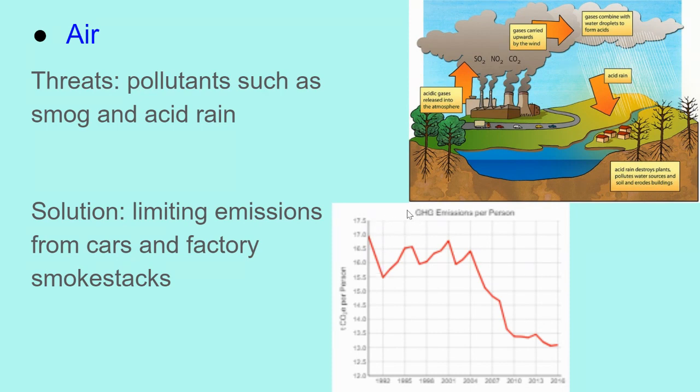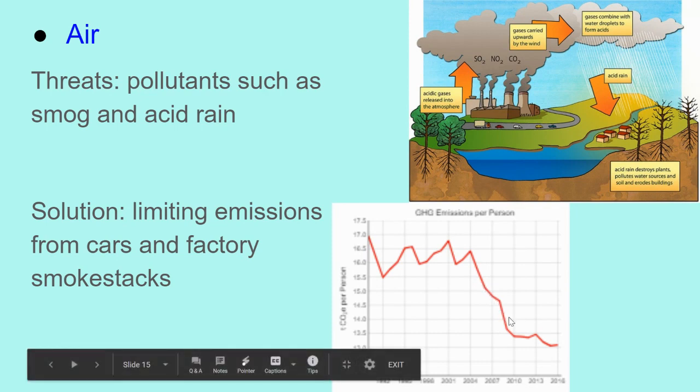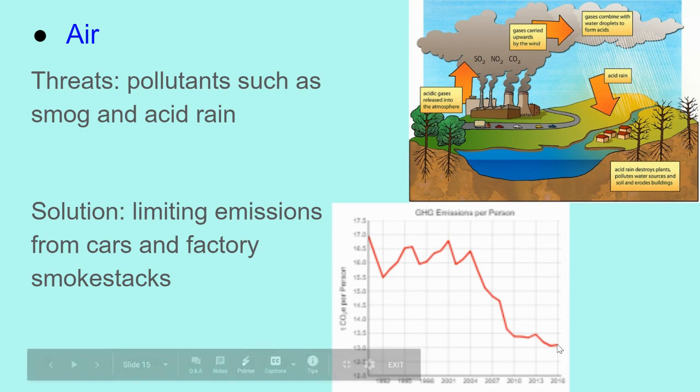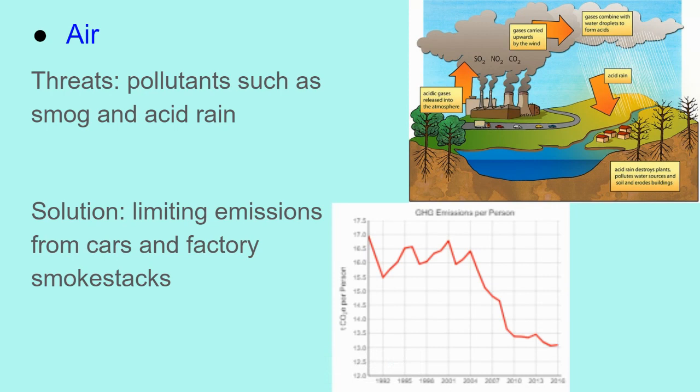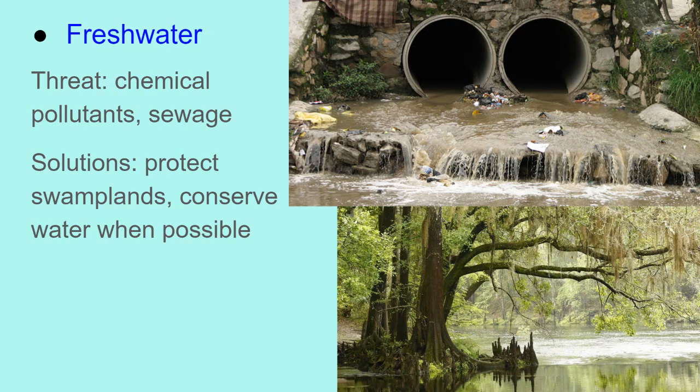You can see that we were in a pretty bad place in the early 90s. We were releasing a lot of different greenhouse gases into the atmosphere. But because we started realizing what we were doing and we started having laws that limited the pollutants that could be released into the air, we've actually decreased our greenhouse gas emissions to a fairly low level by 2016, compared to back in 1992. And that's a pretty significant change. So hopefully, we're starting to undo some of the damage that we've done to our earth by releasing pollutants into our air resource.